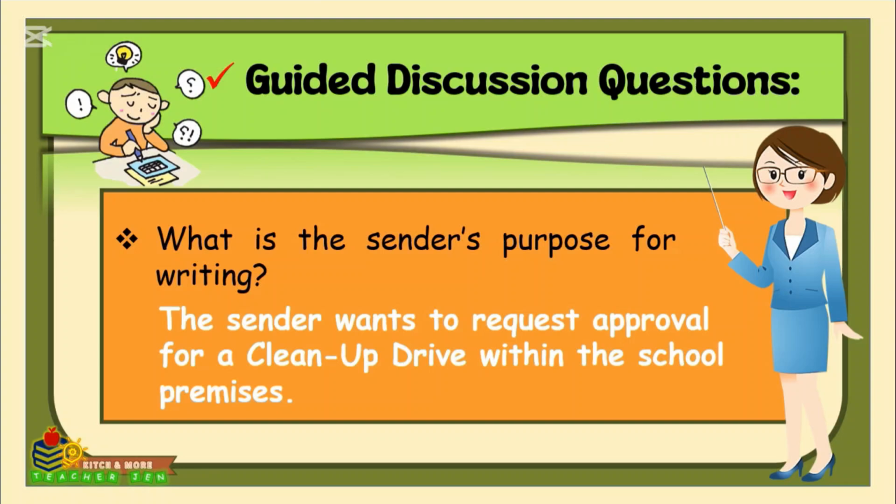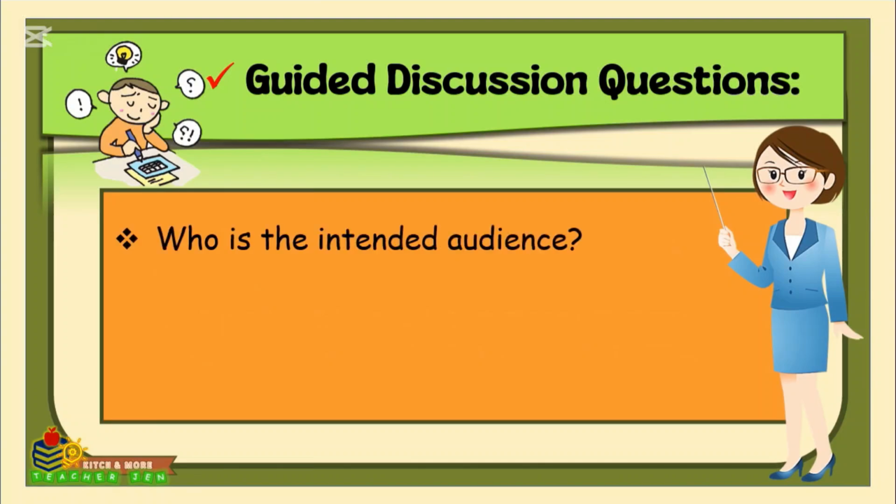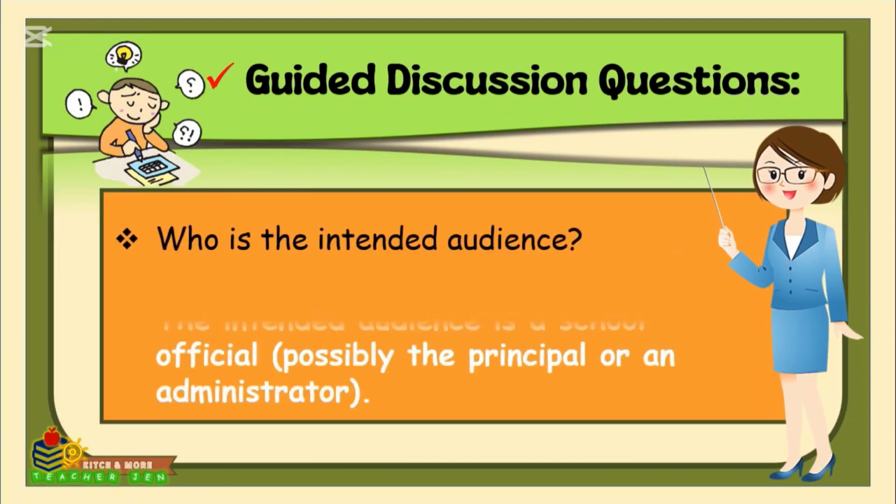What action is the sender requesting? The sender is asking for permission from a school official to conduct a cleanup drive on August 30, 2024 from 7 o'clock to 11 o'clock. Who is the intended audience? The intended audience is a school official, possibly the school principal or an administrator. Is the letter addressed to a friend, a family member, or a school official? The letter is addressed to a school official.